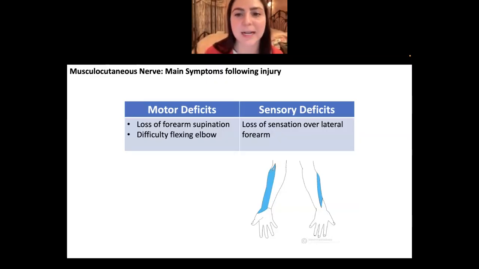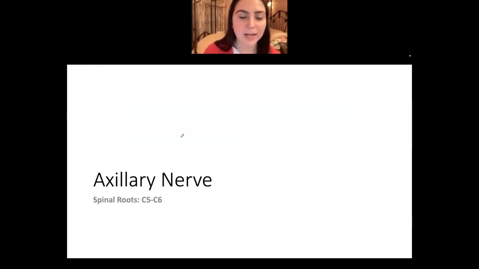And then sensory deficits, like I said, lateral forearm on both sides. So this is the front of the arm, we lose sensation. Back of the arm, we lose sensation. All right? Okay. So next is the axillary nerve.